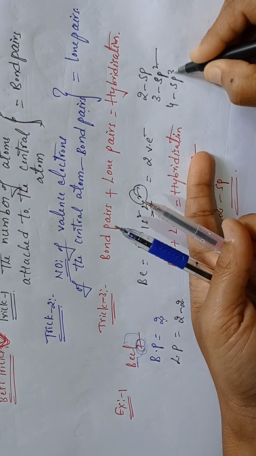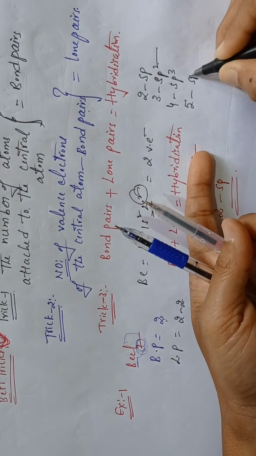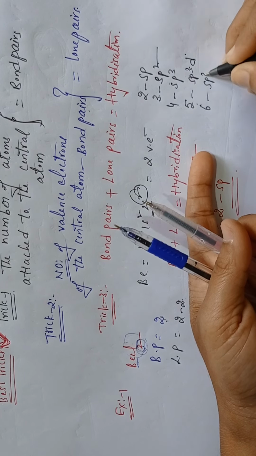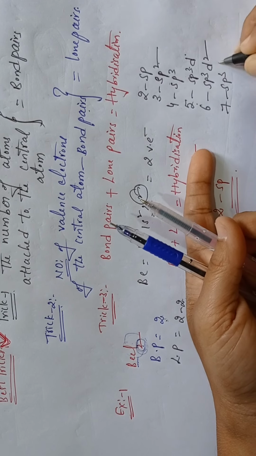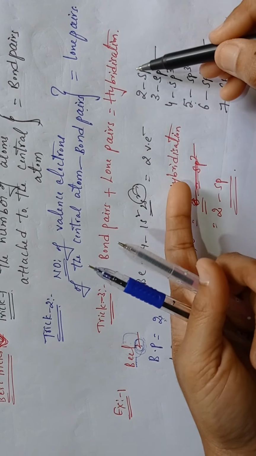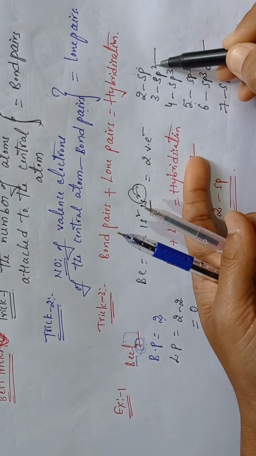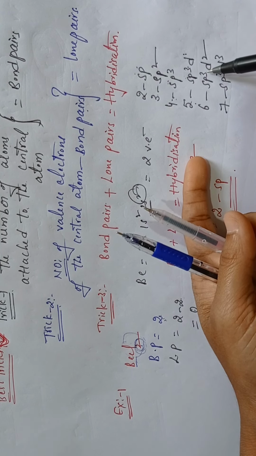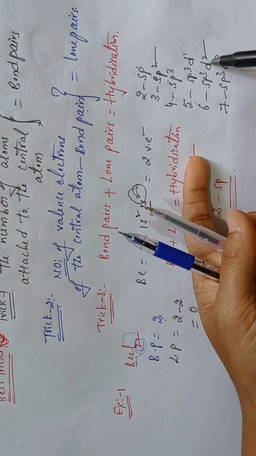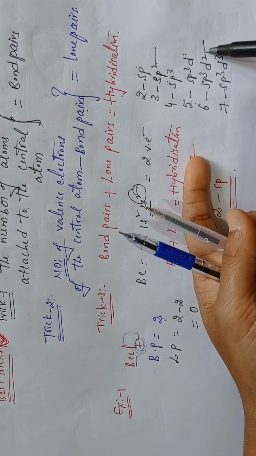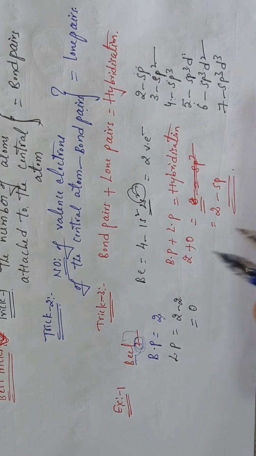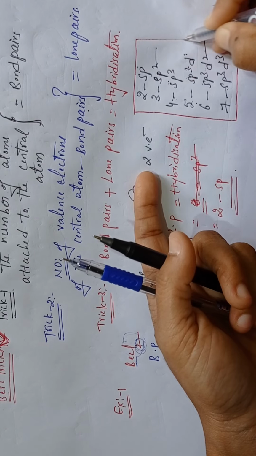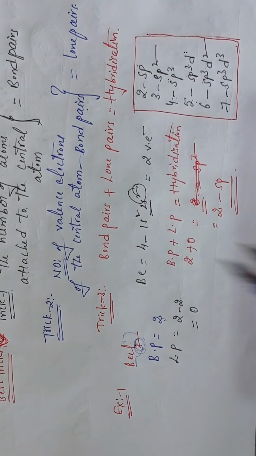4 means sp3, 1 plus 3, 4. 5 means sp3d, 4 plus 1, 5. Next, 6 means sp3d2, 7 means sp3d3. Clear? sp: 1 s and 1 p, total 2. 1 plus 2, 3; 1 plus 3, 4; 4 plus 1, 5; 1 s and 3 p, 4, plus d 2, total 6; 4 plus 3, 7. Are you clear? You just have to remember this table, students, then you can easily find the hybridization.